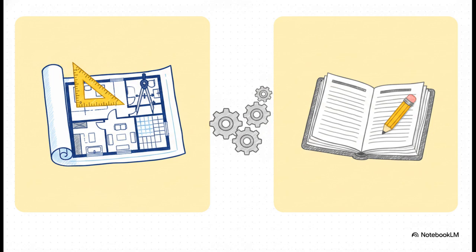On the flip side, we have specifications, or specs. If plans show you what to build, the specs are the written rulebook telling you how to build it. The materials, the quality, the whole shebang. You literally can't do the job without both.